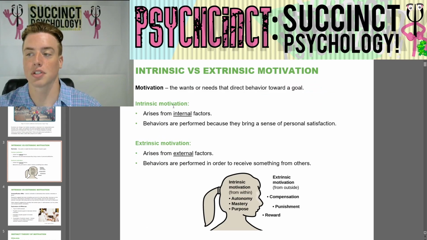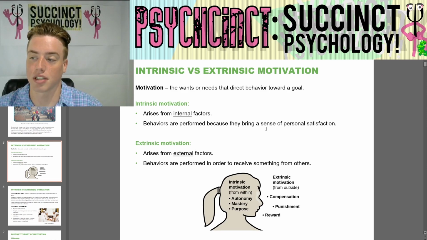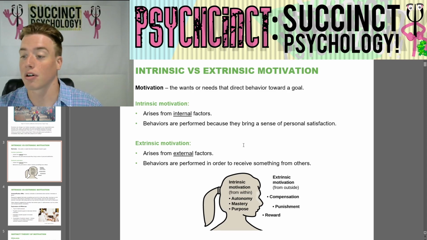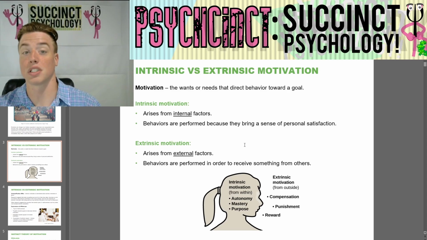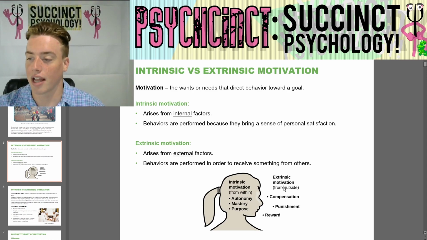So, intrinsic versus extrinsic motivation. Motivation is the wants or needs that direct behavior toward a goal. Intrinsic motivation arises from internal factors, so obviously your own internal. Behaviors are performed because they bring a sense of personal satisfaction. Now, extrinsic motivation arises from external factors. Behaviors are performed in order to receive something from others. So intrinsic motivation comes from within: autonomy, mastery, purpose, those are your motivations. Extrinsic motivation is compensation, or you don't want to get punished, or you want a reward.